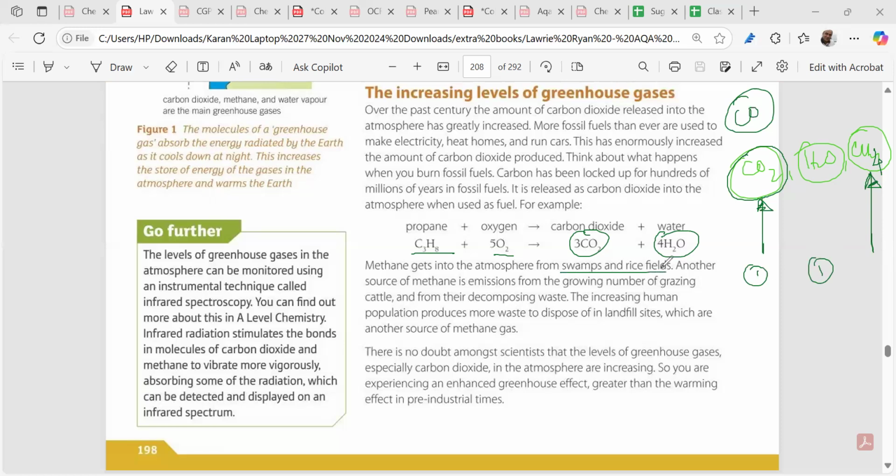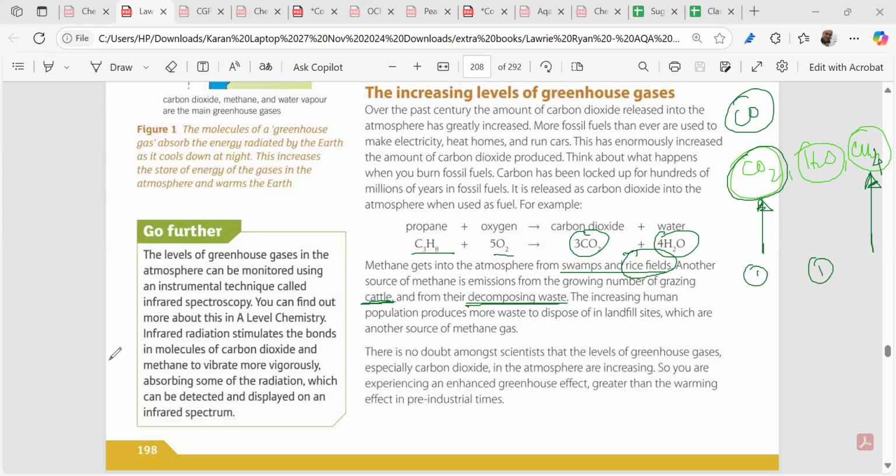Our population is increasing. To feed the population, we have to grow rice and wheat. So the rice fields emit methane gas. Second, to cater to the milk demand of the growing population, we have to grow more cattle. Their waste decomposes to give you methane. So these are the two important factors by which methane gas is increasing.